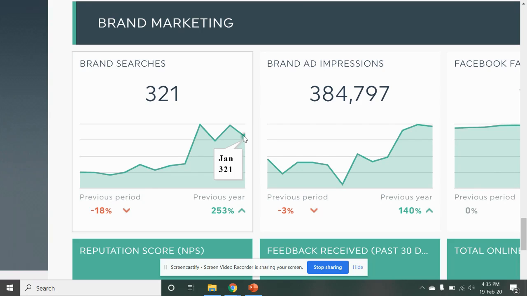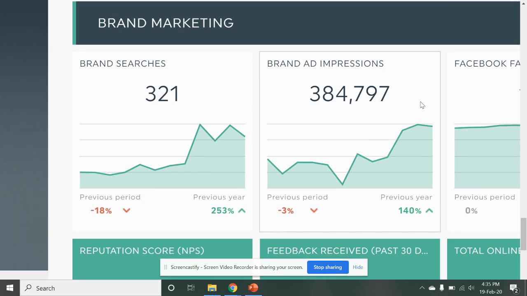Now, this module over here, this actually measures repetition, the number of times we put display ads in front of people in a month. So for this particular client, their display ads were shown almost 385,000 times in the month of January. And what you'll see is there's a real correlation between brand searches, this increase in brand searches, and the increase in brand ad impressions, the number of times we were showing ads and repeating ads to the target audience.